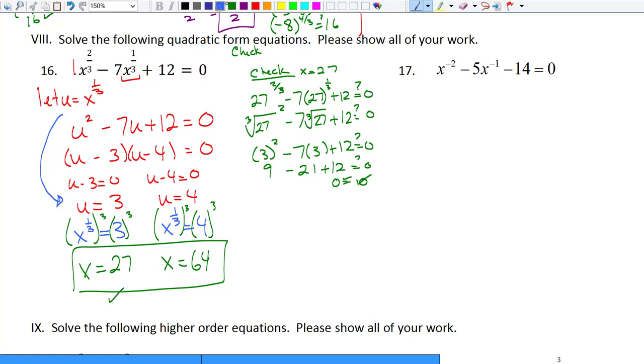Let's go back and check 64. So 64 to the 2/3 minus 7 times 64 to the 1/3 plus 12 is supposedly equal to 0. So that's the cube root of 64 squared minus 7 times the cube root of 64.